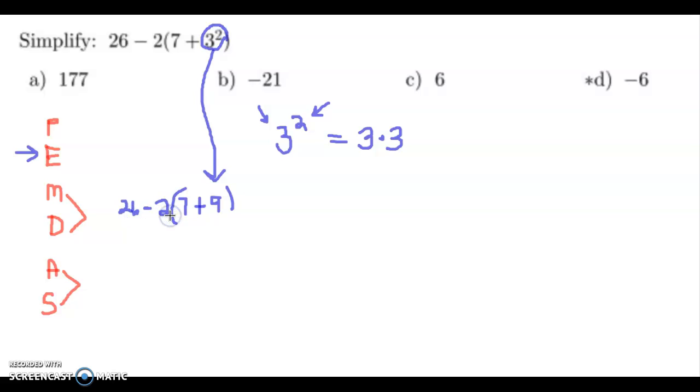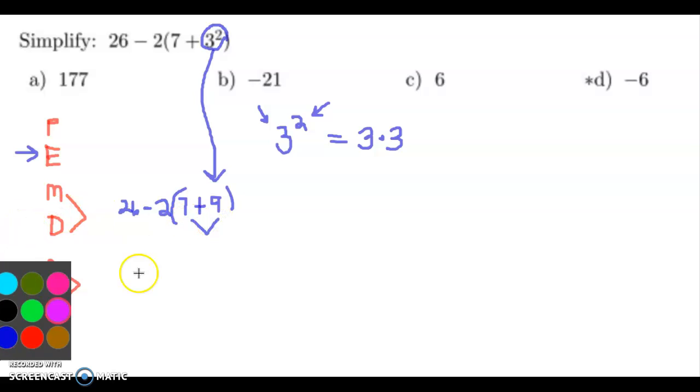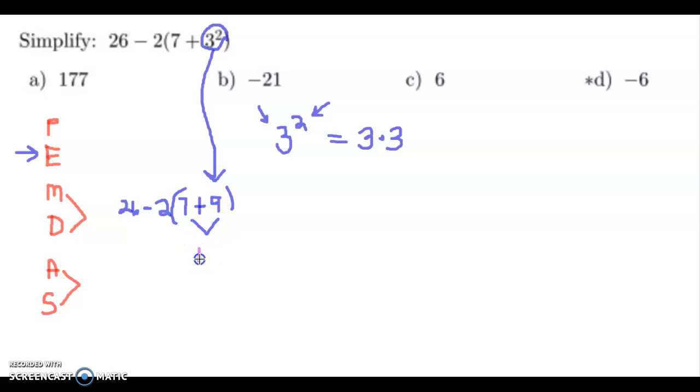Okay. So now my order of operations still tells me to do parentheses because now I've simplified inside the parentheses. So I'm going to do this addition first because that is parentheses. Let me change colors. 7 plus 9 is 16, so I write down that 16. Bring down the 26 and the minus 2. So parentheses are done. Exponents have been done because they were inside the parentheses.